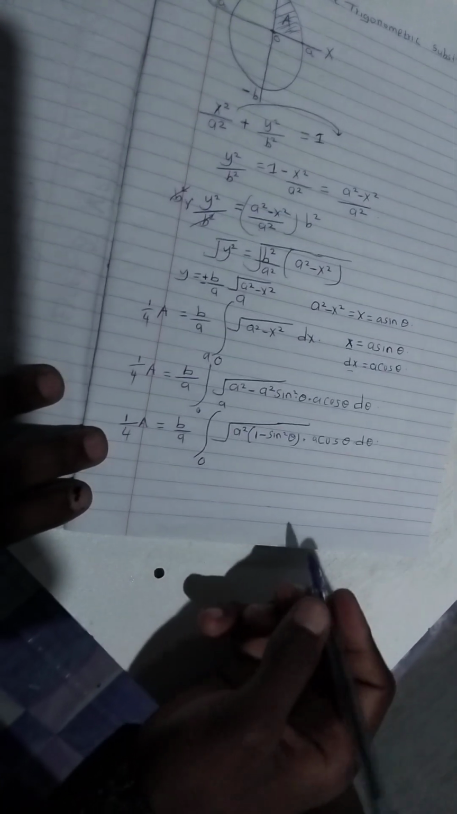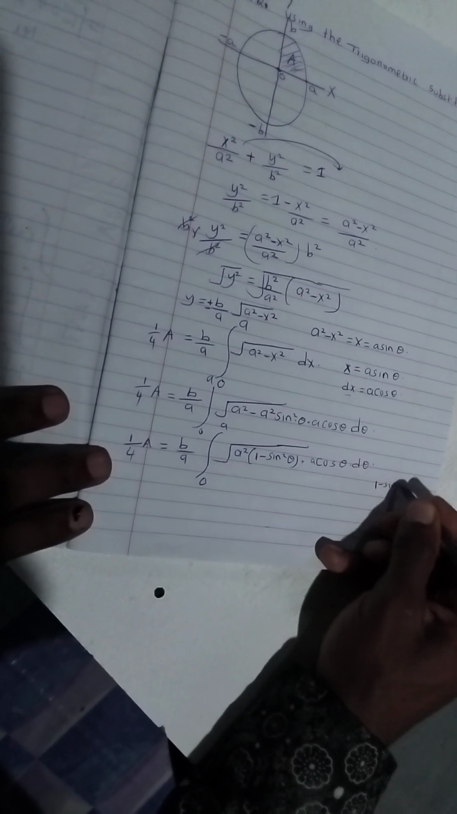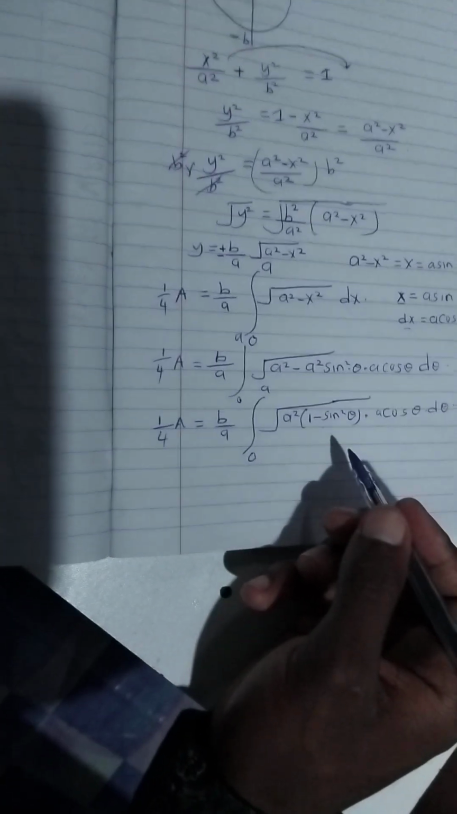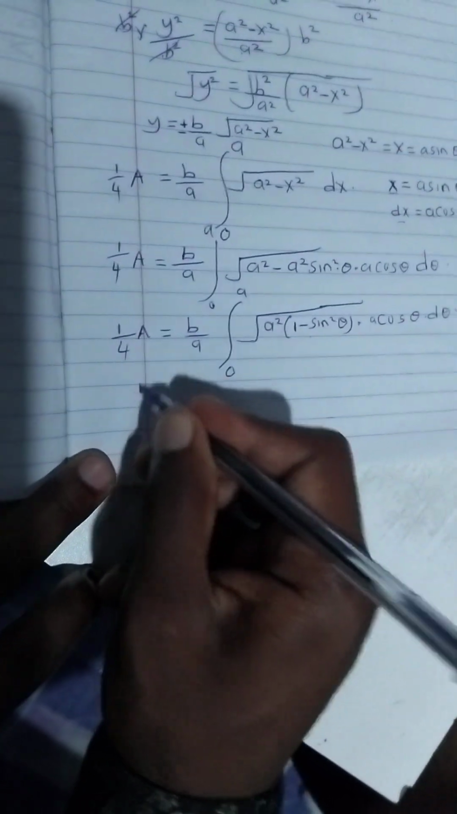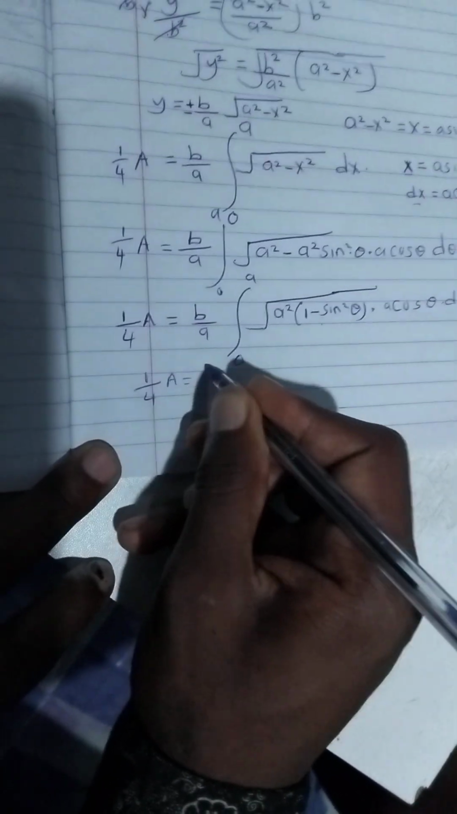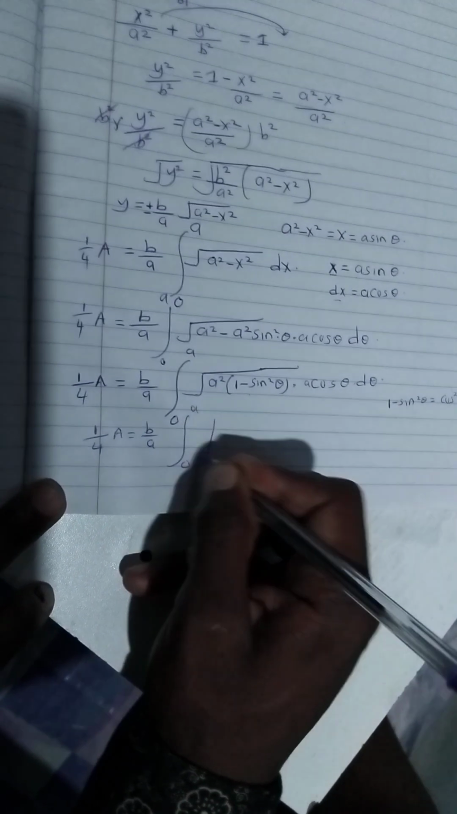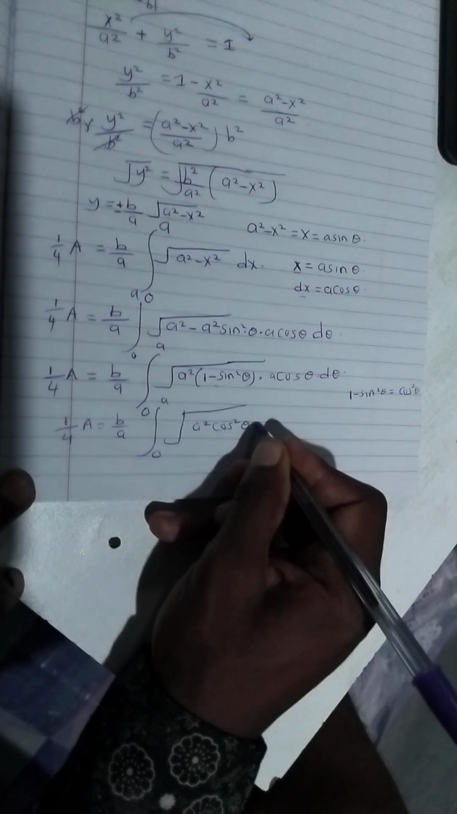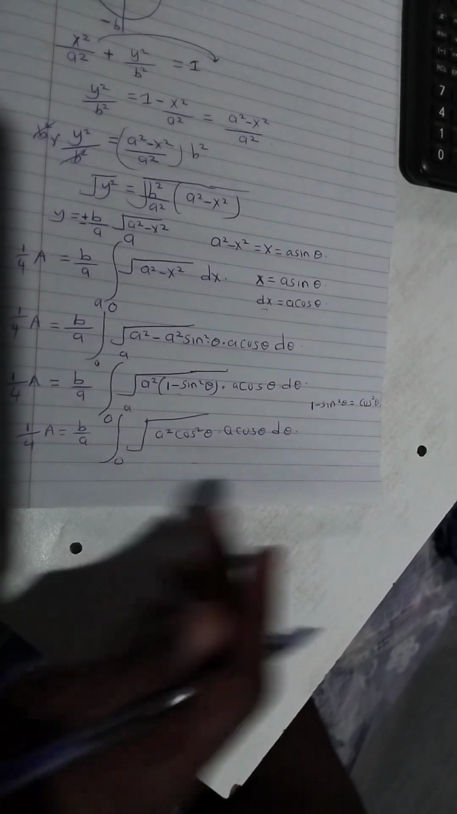So from there we understand from the trigonometric identity that 1 minus sine squared theta is equivalent to cos squared theta. Now replace here 1 minus sine squared theta with cos squared theta, and you will find 1 over 4 of the area, which is equivalent to b over a, integrating from 0 to a, square root of a squared cos squared theta multiplied by a cos theta d theta. Let us move to the next page.